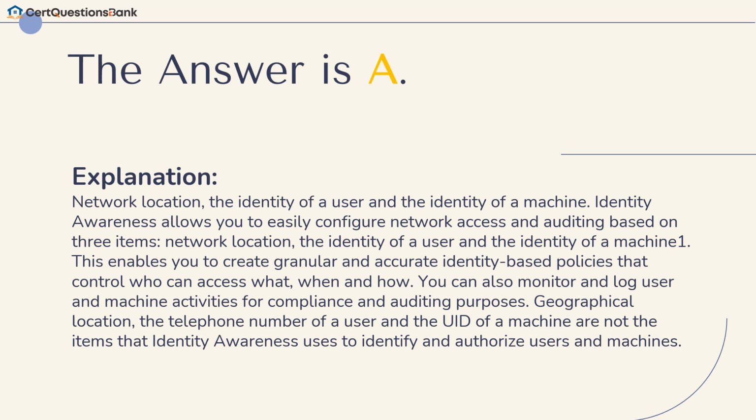This enables you to create granular and accurate identity-based policies that control who can access what, when and how. You can also monitor and log user and machine activities for compliance and auditing purposes. Geographical location, the telephone number of a user and the UID of a machine are not the items that identity awareness uses to identify and authorize users and machines.